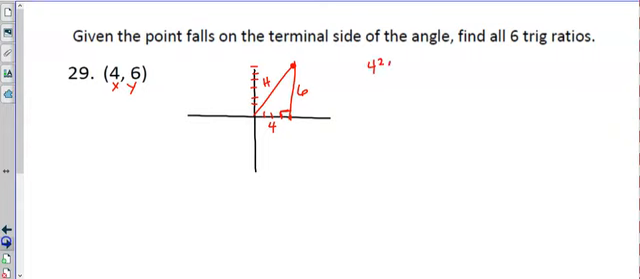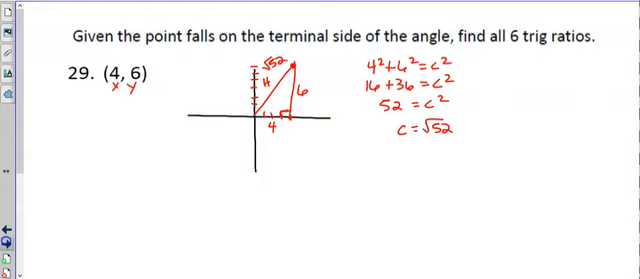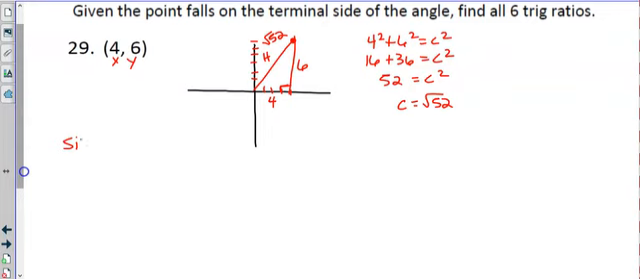So a little Pythagorean theorem, 4 squared plus 6 squared equals c squared. It's going to end up being 52. So c is the square root of 52. And then we're supposed to list all 6 trig ratios. So sine, cosine, tangent, reciprocal of sine, that's our cosecant, our secant, and our cotangent.